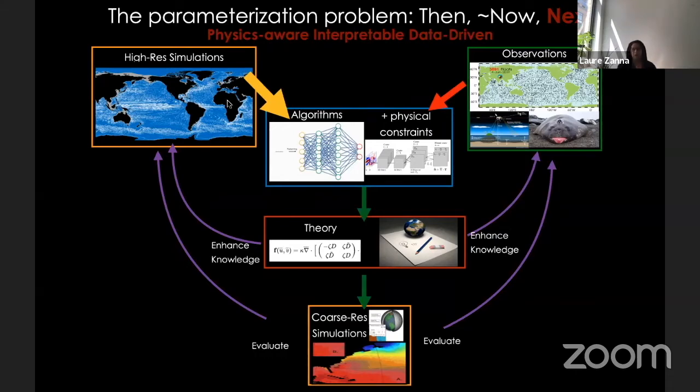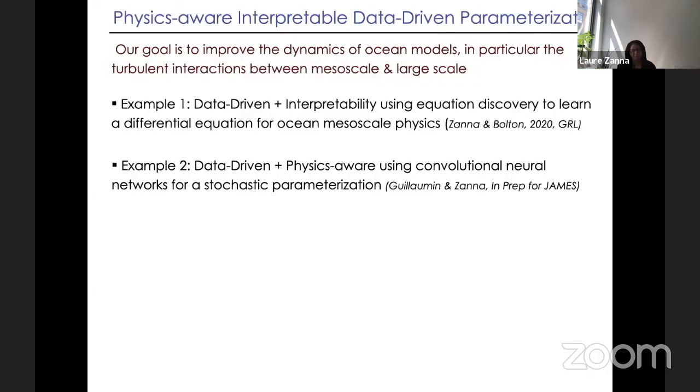And hopefully teach me something about the dynamics of the ocean that I wasn't able to capture with my initial theories. And of course, the hope is you can put that into a coarse resolution climate model and improve on those simulations when you compare them against observations. Okay, so that's what I'm going to try to showcase with those two examples. Trying to enhance knowledge or be truer to the physics that we can extract from data and from those high resolution simulations using machine learning.